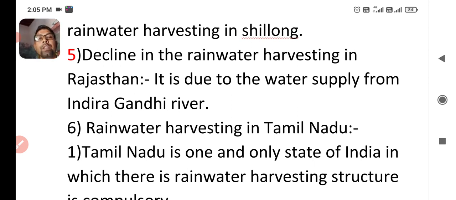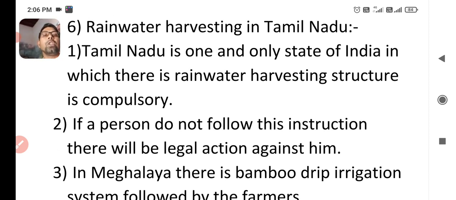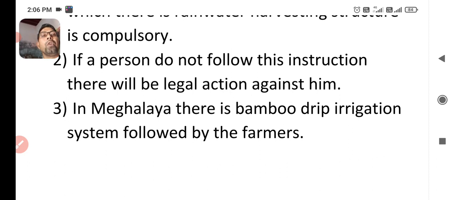And the last point of today is rainwater harvesting in Tamil Nadu. Tamil Nadu is the one and only state of India where a rainwater harvesting structure is compulsory in each and every house. And if a person does not follow the instruction and does not build the house with a rainwater harvesting structure, there will be legal action and a legal notice against him. And the next point, in Meghalaya there is a bamboo drip irrigation system followed by farmers, because they want to use the water very efficiently.